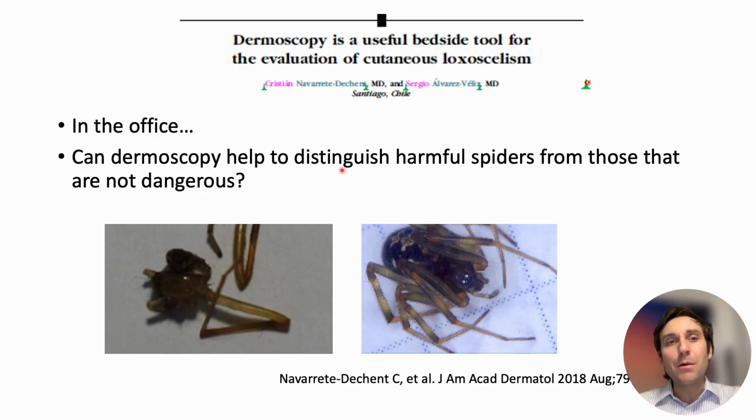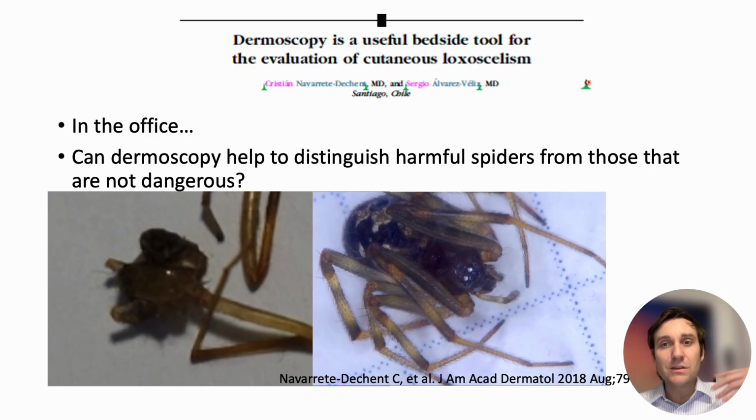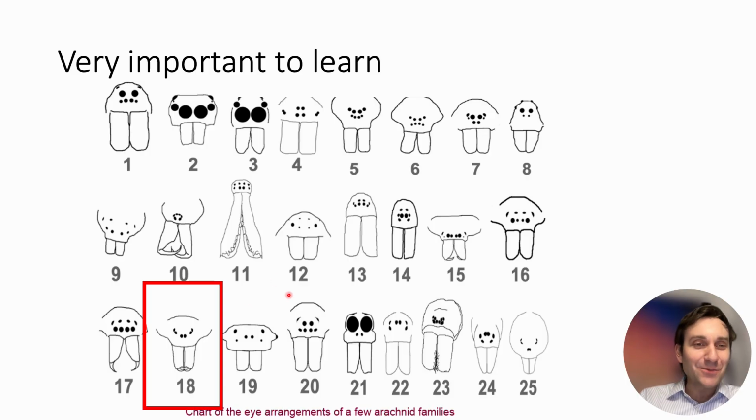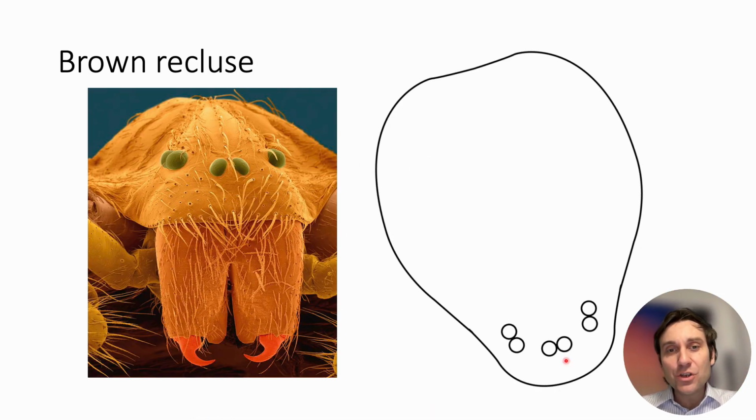So in the office, the question is, can dermoscopy help you distinguish harmful spiders from those that are not dangerous? We published this a while ago, and I'm going to show you how to really tell them apart. These are the pieces the patient brought us. This is a spider I found in my house, which is really non-harmful to you. This is very important to learn. You should memorize these different spider eye types. I'm just kidding. You just need to learn only the brown recluse eye pattern, because it's the eye pattern that really tells us what spider it is. The brown recluse has this U-shaped arrangement of three pairs of eyes on the head that is classic of the brown recluse. This is the only thing you need to know.